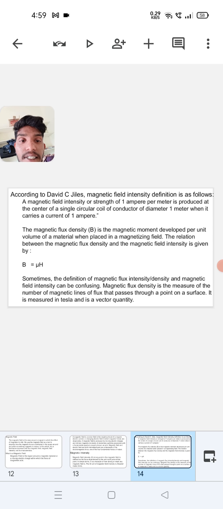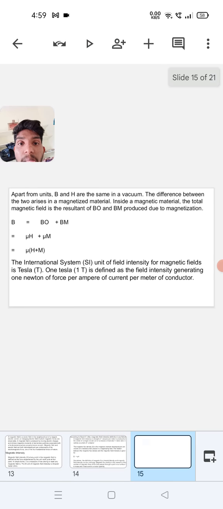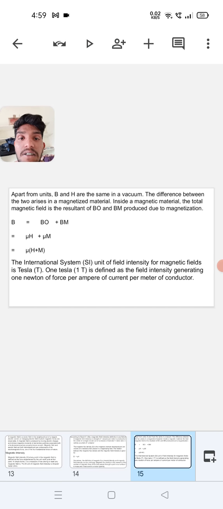Magnetic flux density is the measure of the number of magnetic lines of flux that pass through a point on a surface. It is measured in Tesla and is a vector quantity. Apart from units, B and H are the same in a vacuum. The difference between the two arises in a magnetic material.